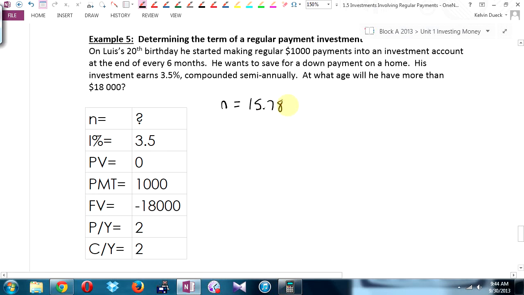That's not 15.78 years, because how many times per year are we compounding? What is the compound situation here? Semi-annually. So if I want to find out the number of years, the years is going to be this divided by 2. If it was quarterly, I'd divide by 4. If it was monthly, I'd divide by 12. But semi-annually, divide by 2, because N is not time.